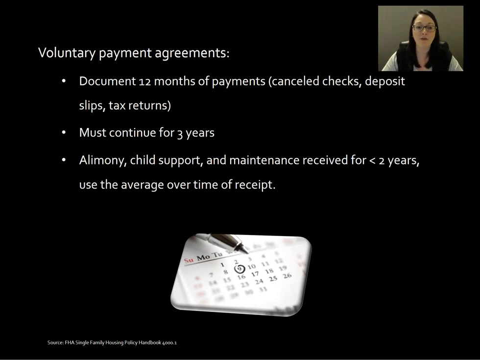Also, alimony, child support, and maintenance received. So if they've been getting this income for less than 2 years, you would have to average the amount over the time of receipt. So you wouldn't be able to use their current payment. You would have to average that over the time of receipt.